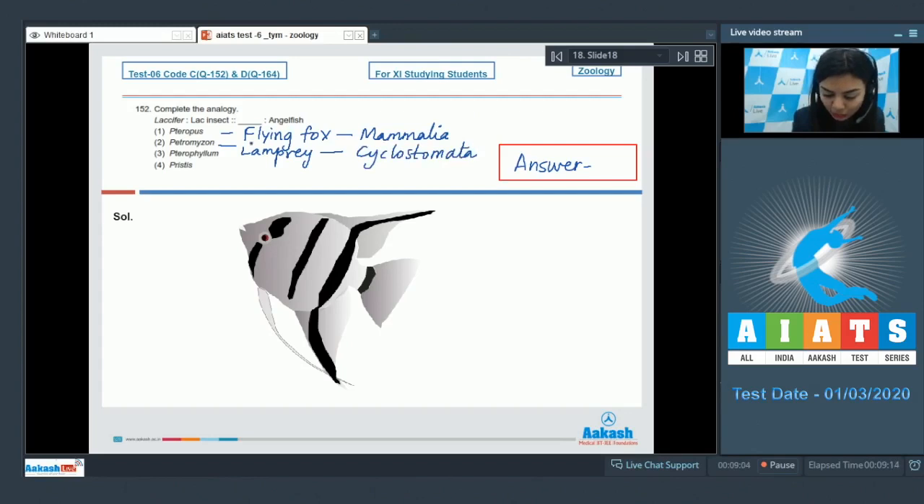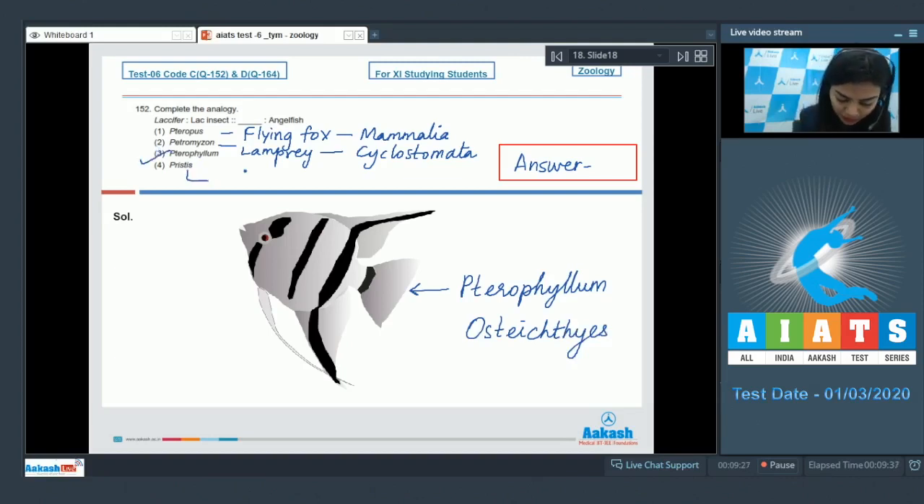and is not angelfish. Option 3, Pterophyllum. Yes, Pterophyllum is also known as angelfish and it belongs to class Osteichthyes. So this is my right answer here. Option 4, Pristis. Pristis is commonly called sawfish and is a chondrichthyes. The right answer here is option number 3, Pterophyllum.